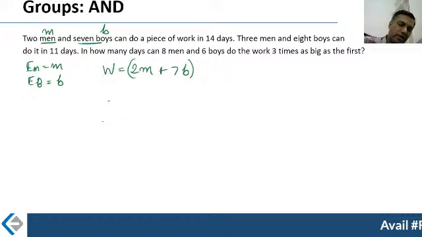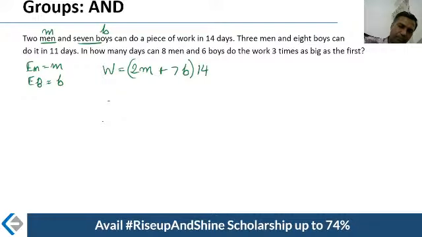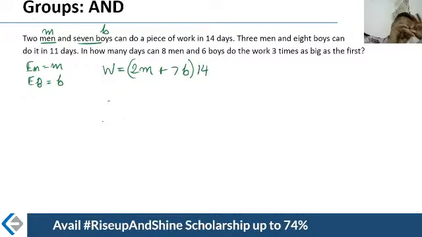But how many days are they working? 14 days. This is the work. Very similar to the proportion I was writing, because I know there is a k there. Don't bother, write it as equal, because that k is getting cancelled anyway. Therefore I can write w is equal to this.